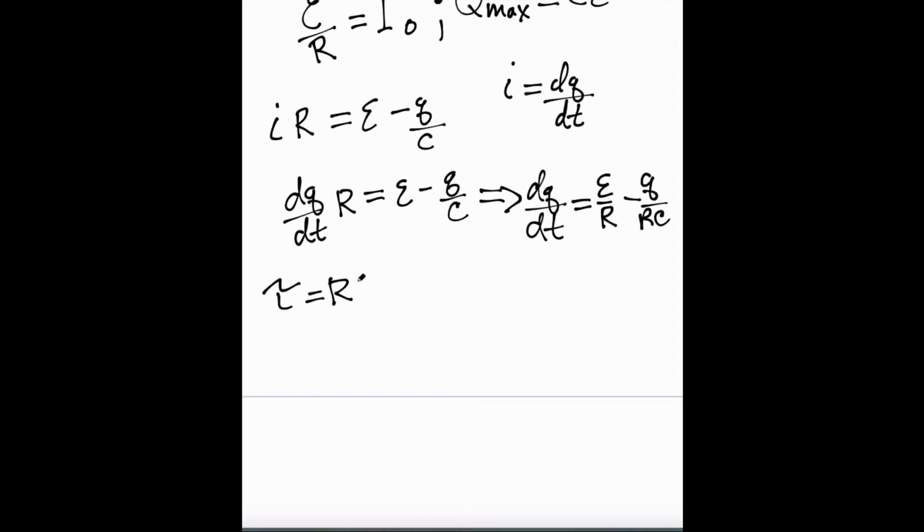And since we're making a list of things that are commonly mentioned here, we often call r times c the time constant tau. So we could replace this with a tau right here. But let's not do that yet.